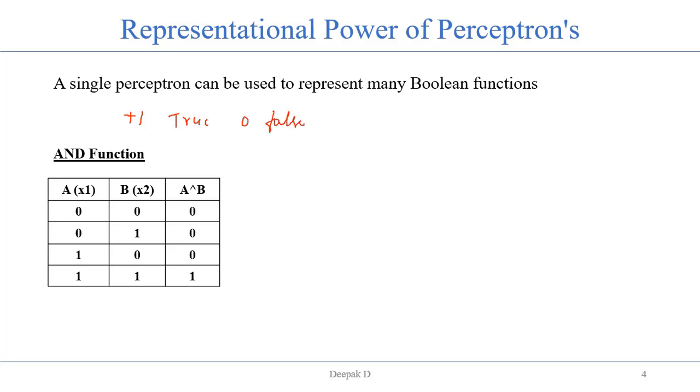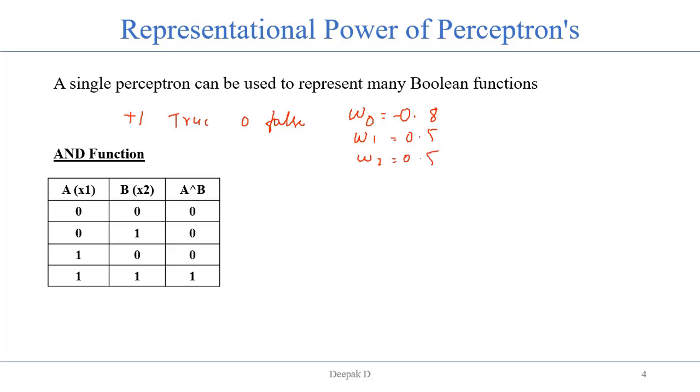So let's solve this AND function, and we'll try to represent it by using the perceptron. In order to represent this Boolean AND function, we set some values here. The value for W0 is set as minus 0.8, W1 is equal to 0.5, and W2 is equal to 0.5.